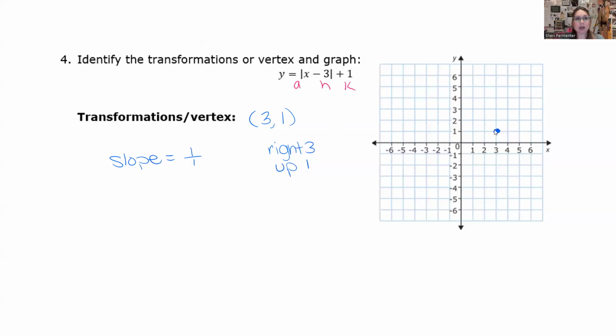Now I'm going to apply the slope. The slope says up 1 and then always right 1 to create my graph. I'm going to continue the pattern. So I've got the right half of my graph. These graphs have symmetry and they create what shape? A V. So I'm going to continue the pattern out the left side, creating a V-shaped graph.